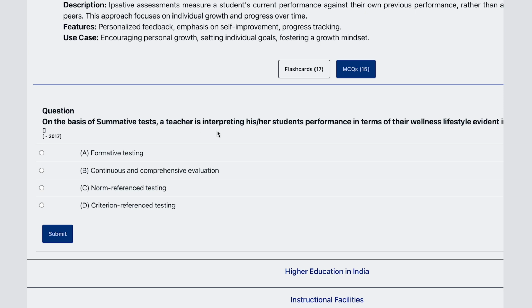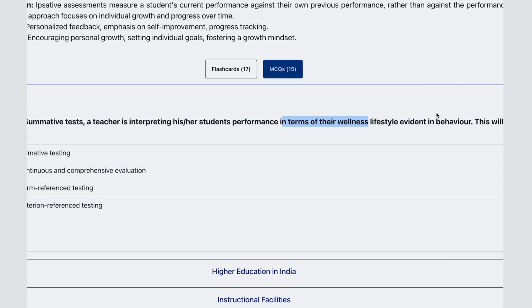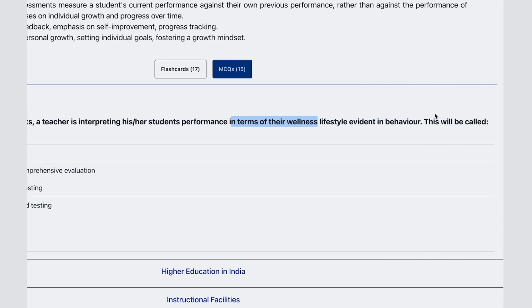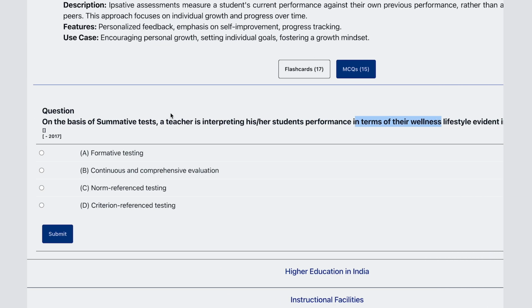On the basis of summative test, a teacher is interpreting his or her students' performance in terms of their wellness lifestyle evident in their behavior. This is called, okay, this is a tricky play of words, so let's look at it one by one. Formative testing, no, because it's saying on the basis of summative test, so formative is during. Continuous and comprehensive evaluation, again no.